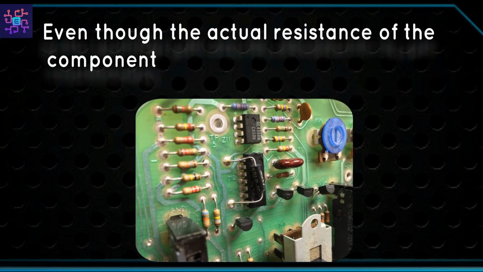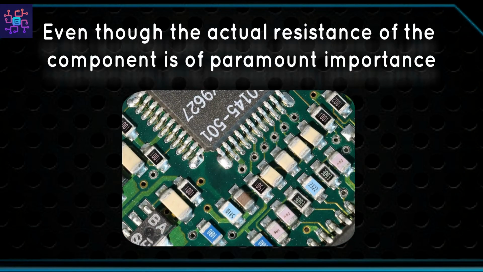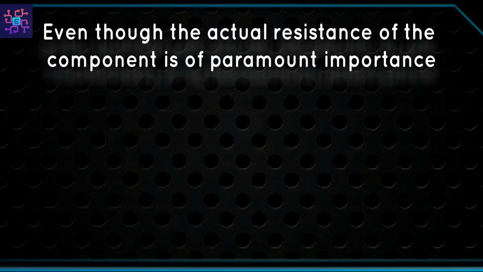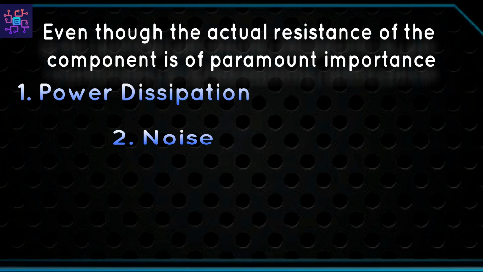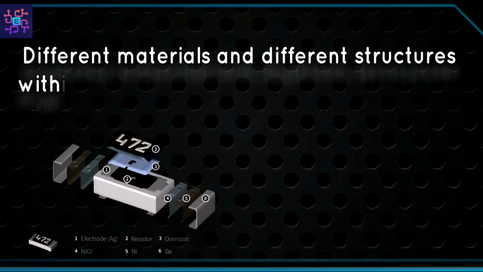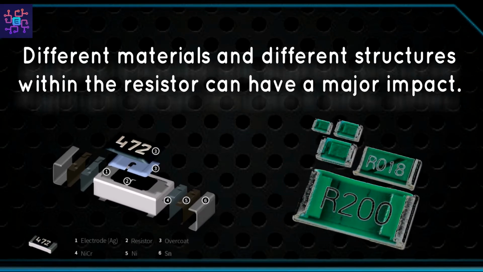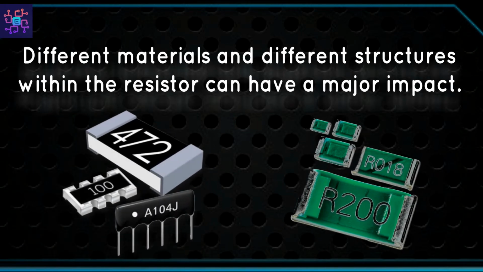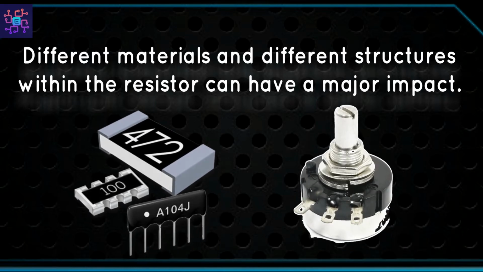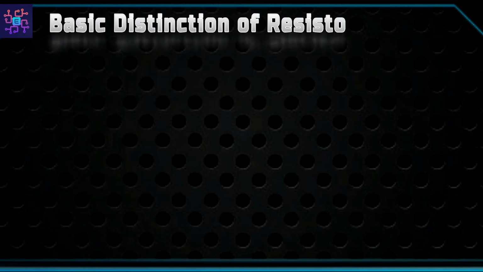And one more thing, even though the actual resistance of the component is of paramount importance, other characteristics also need to be taken into consideration. Those other characteristics may be power dissipation, noise, inductance, thermal stability, and a number of others. Different materials and different structure within the resistor can have a major impact. Accordingly, when selecting a resistor to be used, these characteristics must also be taken into consideration. So first we will learn about the basic distinction of resistor types.